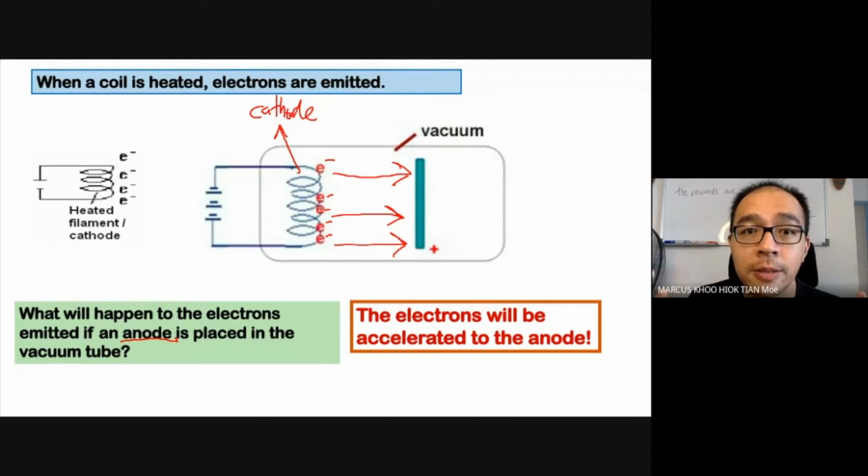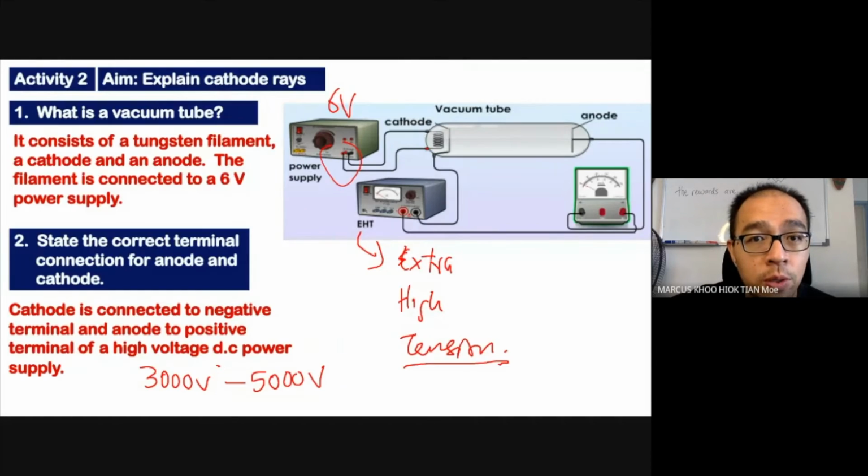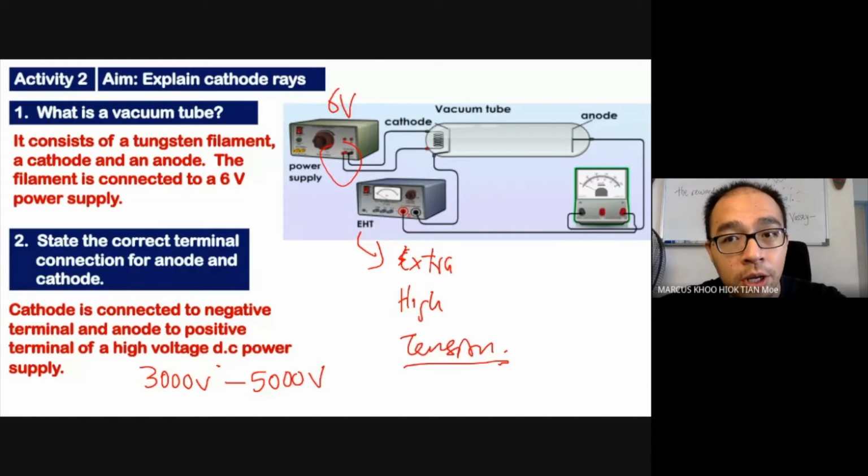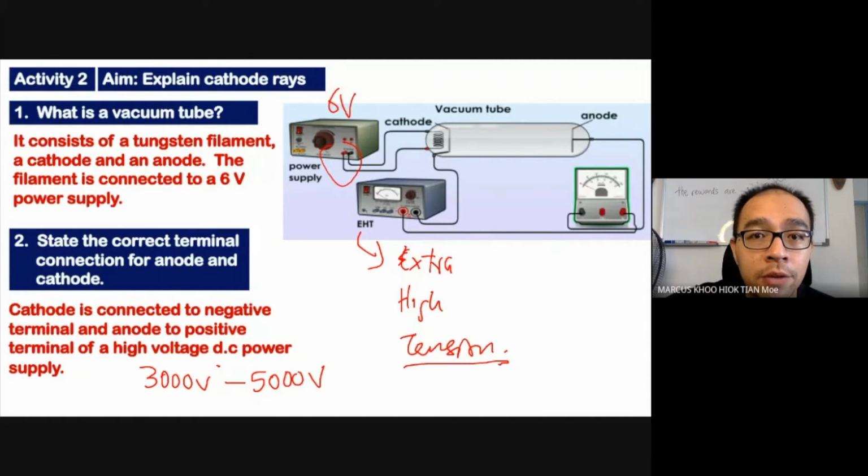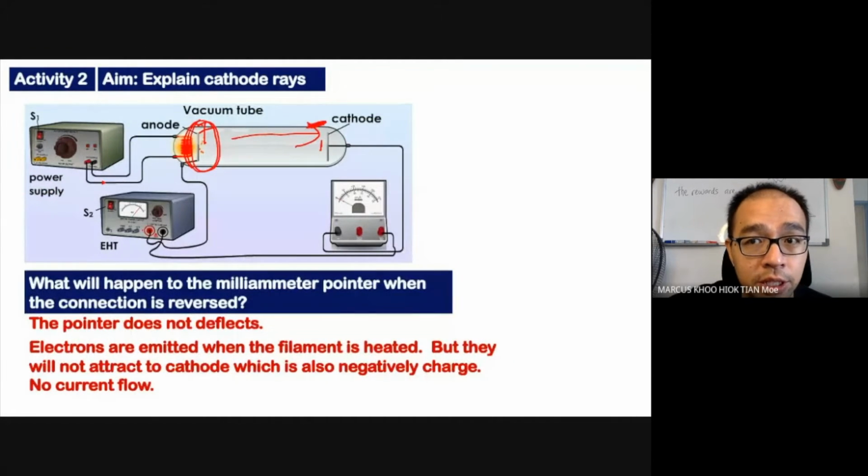Very logical. But of course, what if the tube is very long? Like in most cases, the tube is always very long. So if it's very long, we need to accelerate it, because if we don't accelerate it, it's not going to be able to get to the anode. So this is the explanation for this.